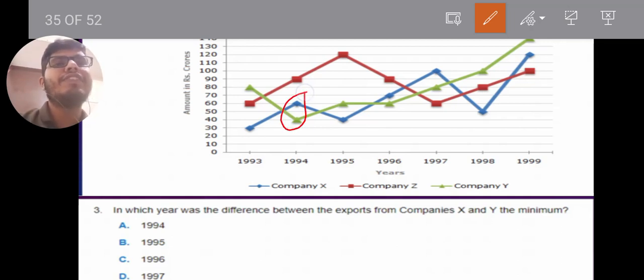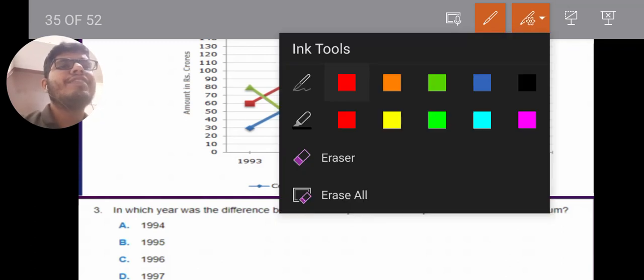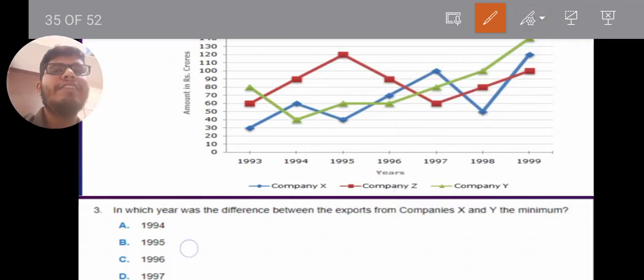So which year that is minimum they have asked. We can see the difference here is a little bit more. Here it is a little bit more comparatively. For this it is less as of now. Here comparatively it is a little bit more. So here obviously it is more. So in which year is the export difference less? That is 1996. Option C is our answer.